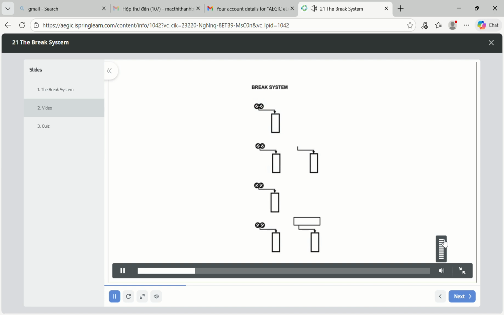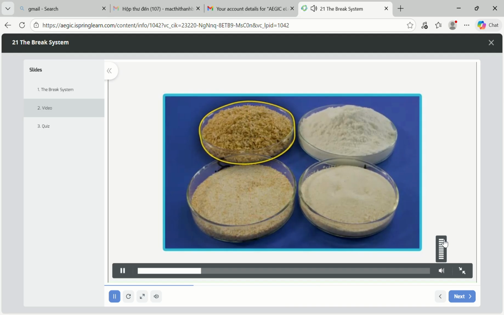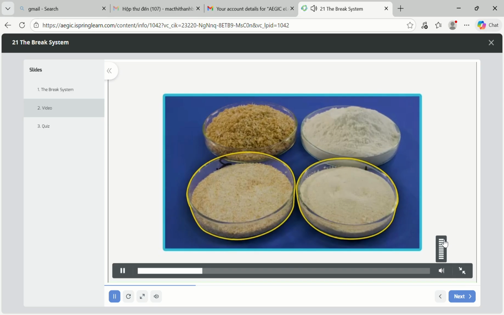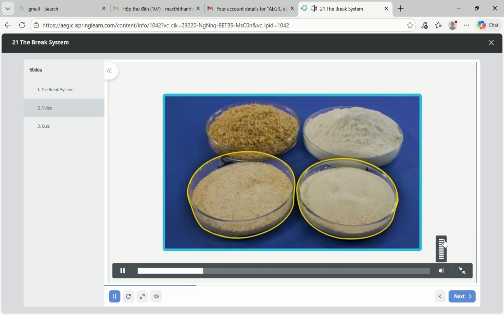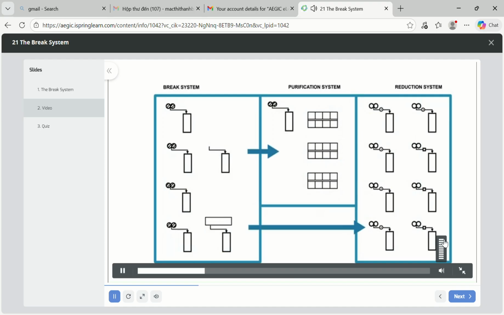The break system employs a gradual separation process. Through repeated grinding and sieving cycles, the endosperm is gradually separated from the bran pieces. This helps minimize bran contamination during separation. It also minimizes over-grinding of endosperm particles, allowing larger pieces to be sent to downstream processes for more effective treatment.